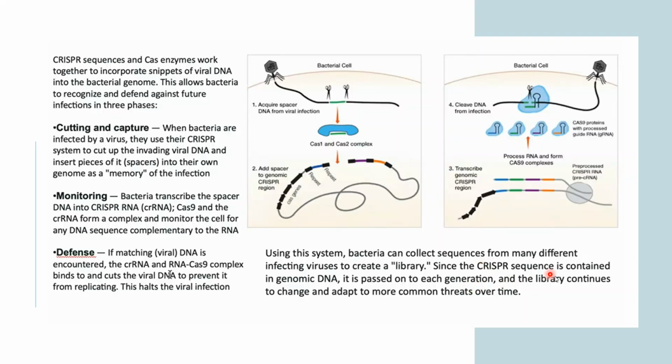So, since the CRISPR sequence is contained in genomic DNA, it is passed on to each generation, because you are now processing that viral DNA into your crRNA, because it is contained in the genomic DNA. That is how they pass that particular information onto the generations. So this is how they inherit the DNA memory of that particular virus, how to fight it. They pass it on to each generation.